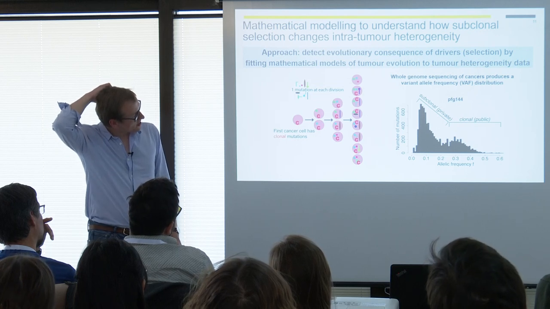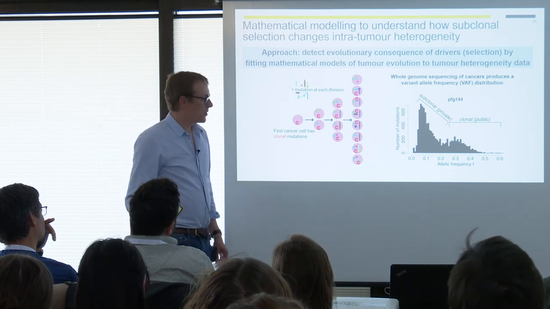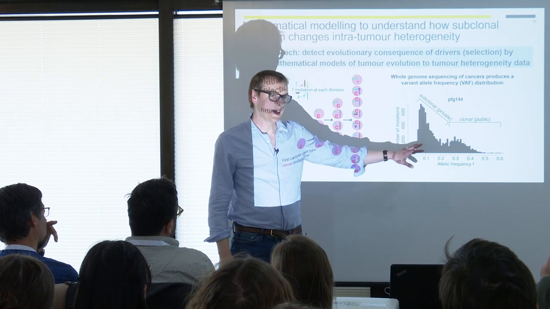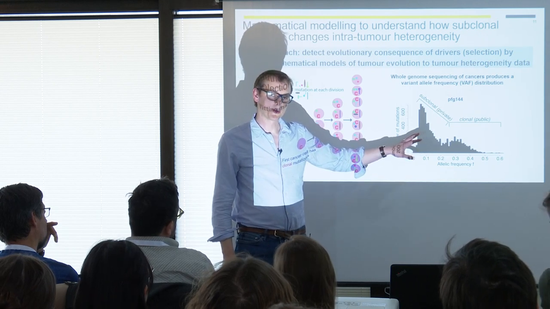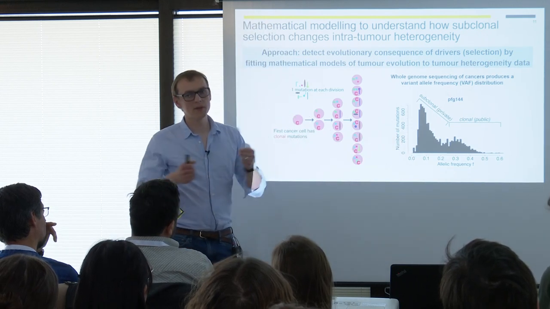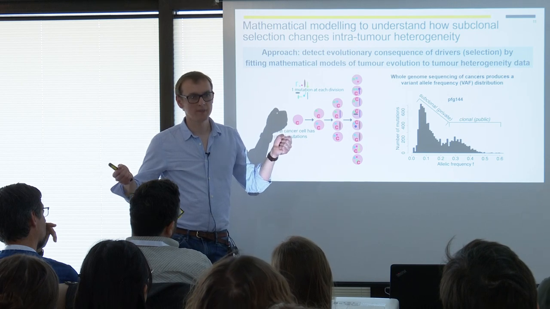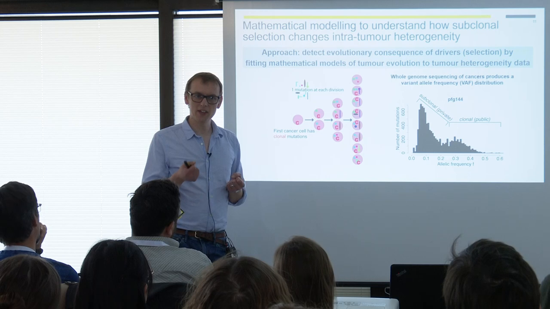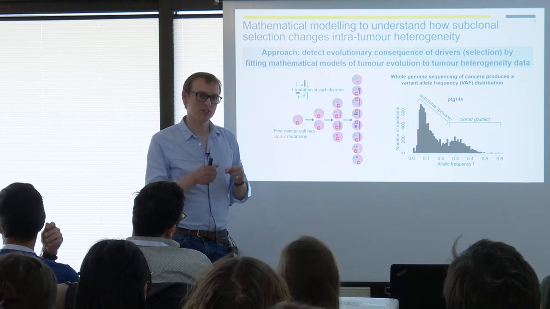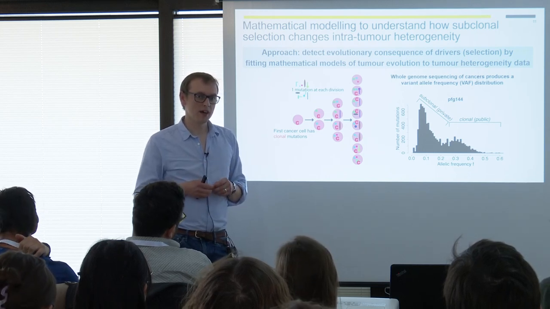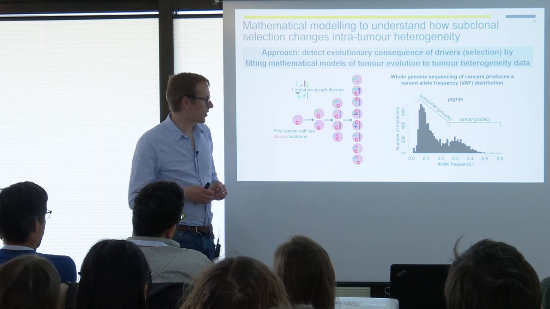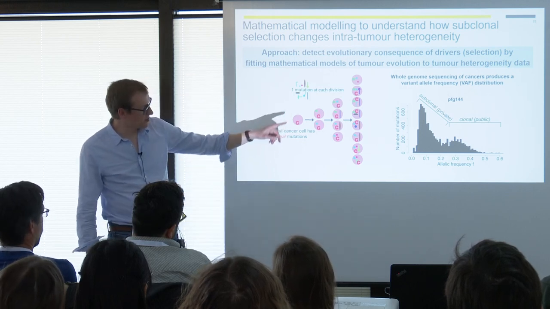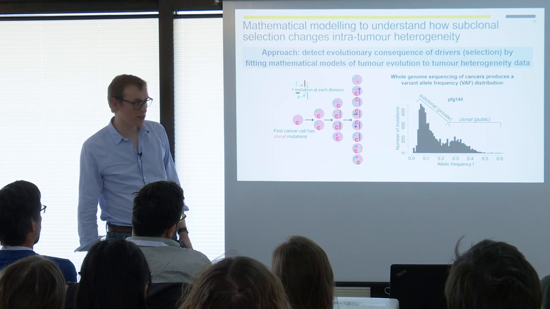So this is what we actually do. We have data which might be bulk sequencing data, which is what is depicted here, or it might be multi-region sequencing data. And then we want to describe the features of that data with very simple, mechanistic models that actually describe the process of tumor evolution. And so what we've been doing is making these stochastic branching process models, which is what's illustrated here on the left.